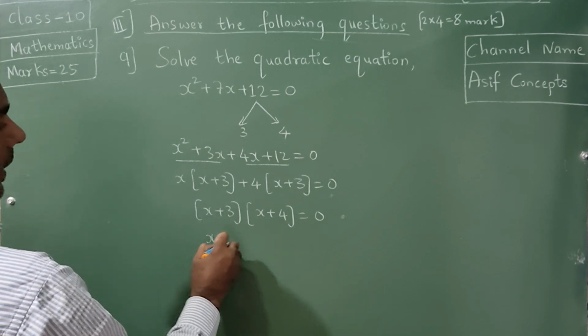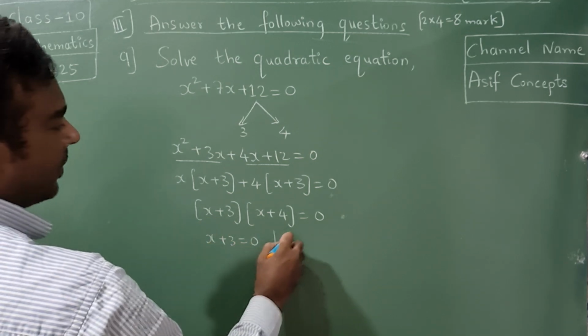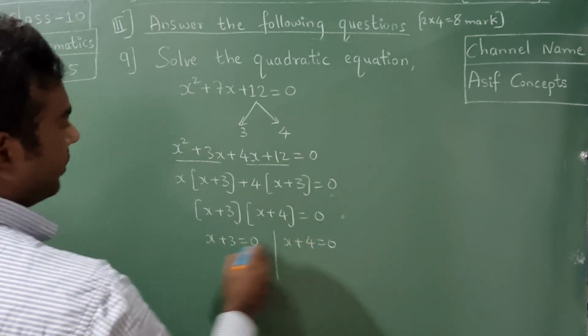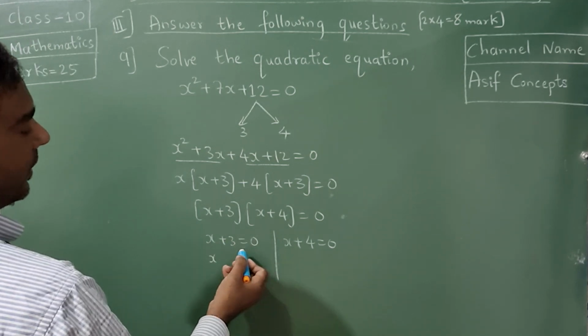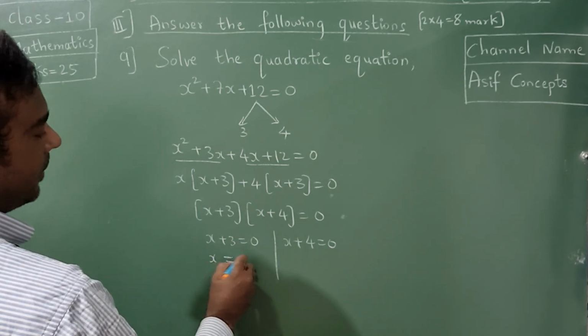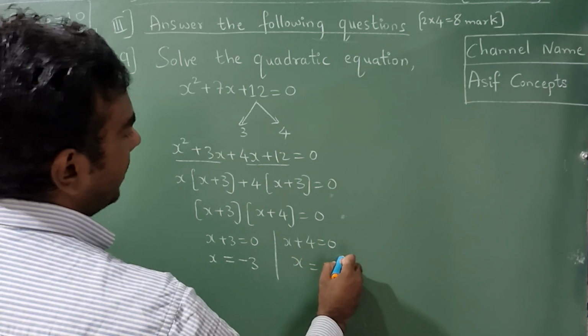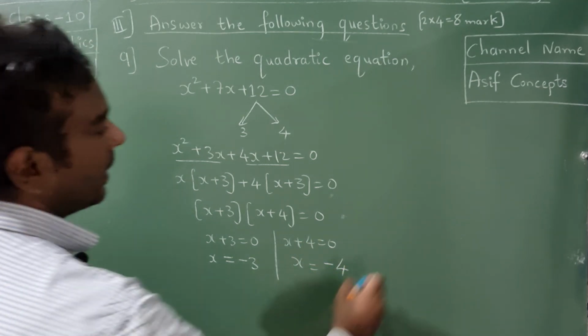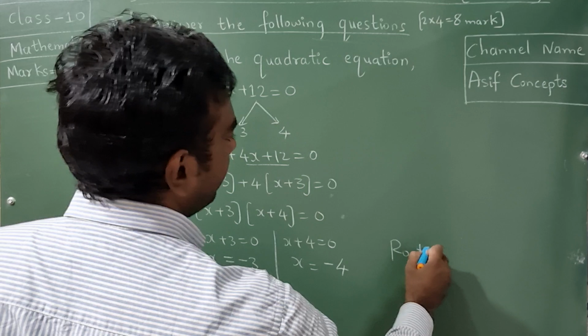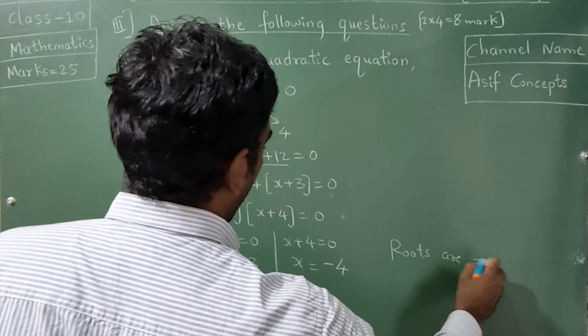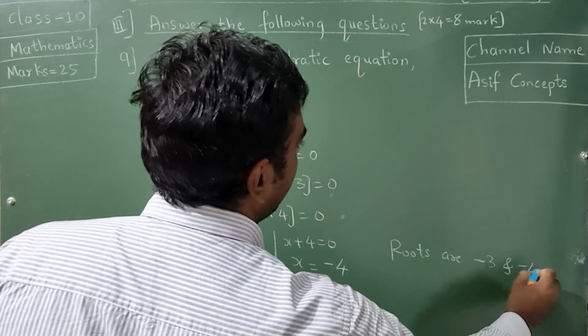Now x plus 3 is equal to 0, x plus 4 is equal to 0. Now x is equal to, when plus 3 goes to the right hand side it will become minus 3, and when plus 4 goes to the right hand side it will become minus 4. Then the roots are minus 3 and minus 4.